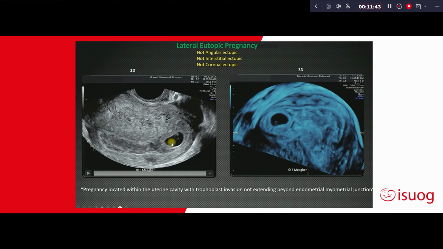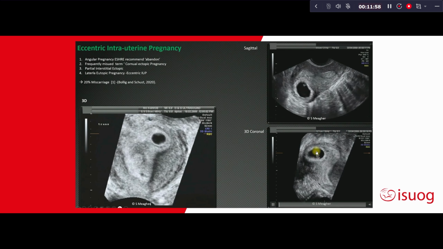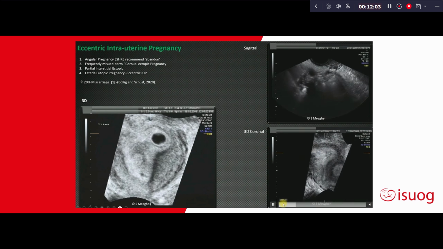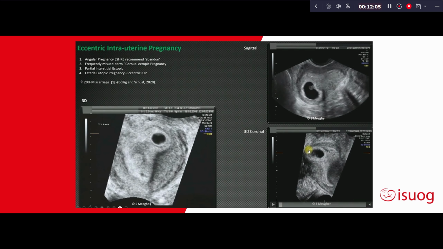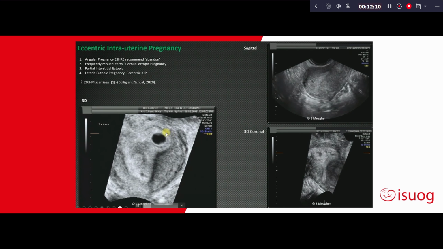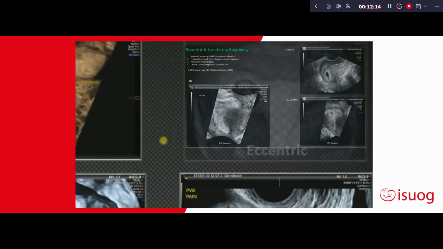This is not angular, this is not interstitial, this is not cornual, cornual referring to presence of an ectopic pregnancy in a redundant horn, but rather this is a lateral ectopic pregnancy. Other cases may be challenging. In this case here, you see a gestation sac funnily within the uterine cavity, and as you follow the trophoblast ring all the way out to the right tuberosity, you can appreciate that it comes to a very subtle bulge of the uterine cavity, and here you can see this subtle bulge of the uterine cavity in another case. But all of these are lateral ectopic pregnancy.